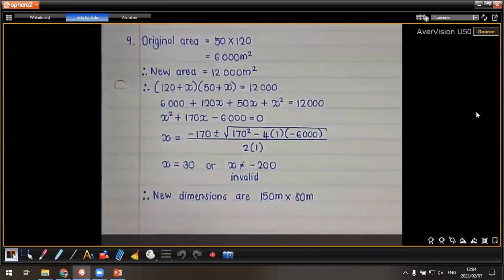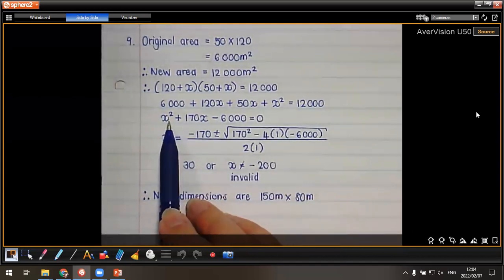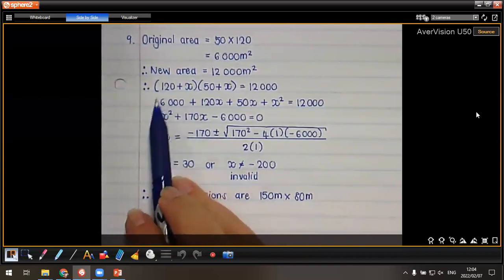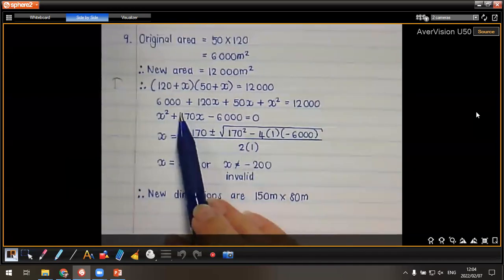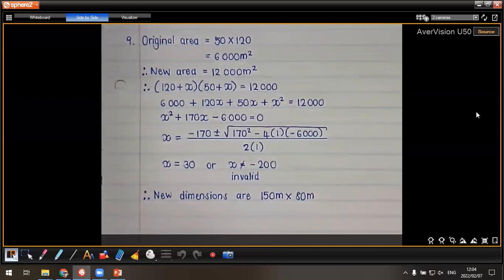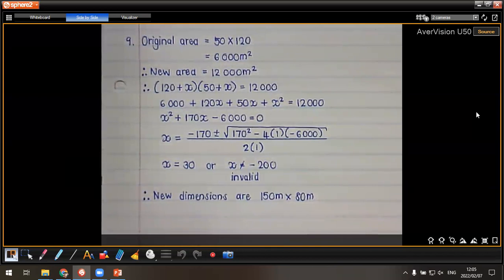Then I saw that there's an x squared, so it's a quadratic equation. I must get everything on the one side and make it equal to 0. So my x squared I just wrote in front. 120x plus 50x is 170x. Then here we have a positive 6,000, but now we're going to minus 12,000 from it when we move that. So that's where the negative 6,000 comes from. I used my quadratic formula and got my two x values. Now guys, remember x in this case was length that has been added to the original dimension. So x can't be negative. You could take away length from it, but then your area won't double. So in the context of this question, we couldn't have a negative 200 there.